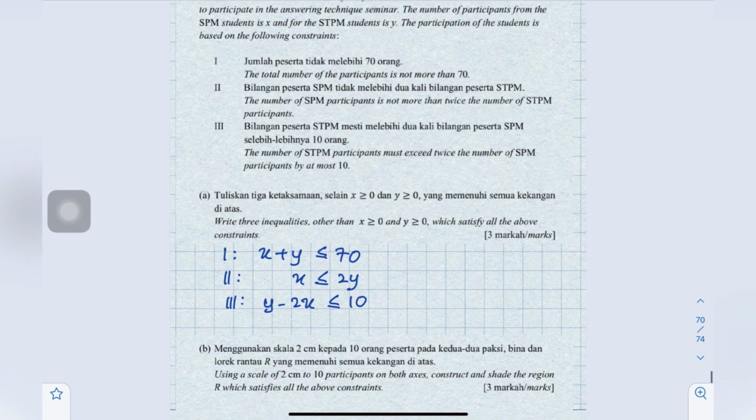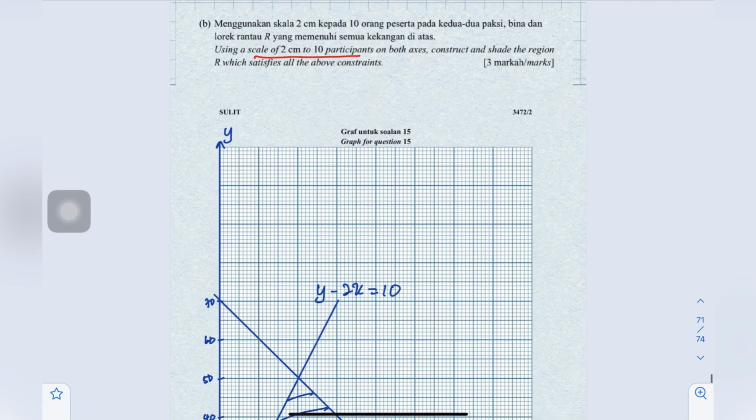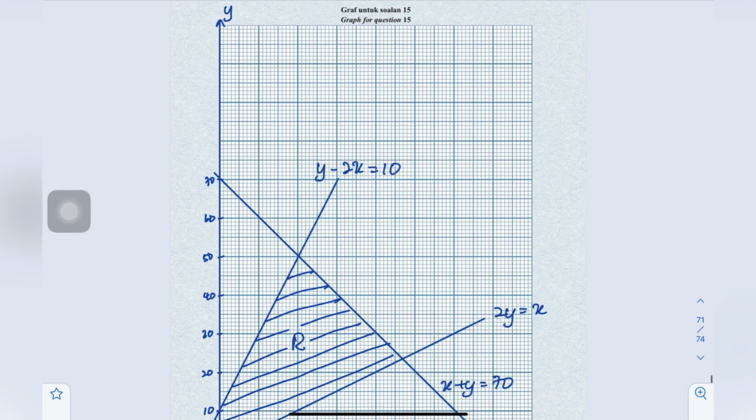Okay, then question B. Using a scale of 2 cm to 10 participants on both axes, construct and shade the region R which satisfies all the above constraints. From these 3 inequalities, we have to draw straight lines. The first one, x plus y equals 70. The second straight line, x equals 2y, and y minus 2x equals 10. Then follow the scale here, 2 cm to 10 participants. So we will get it like this.